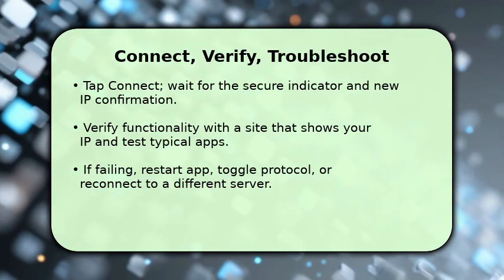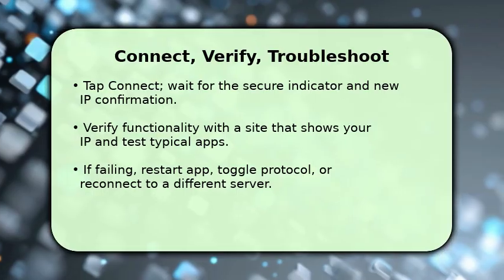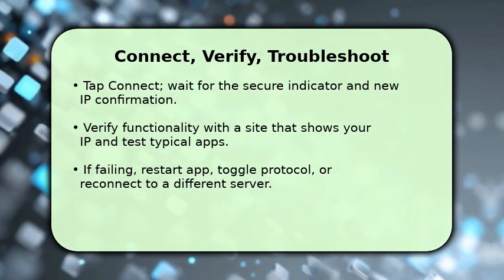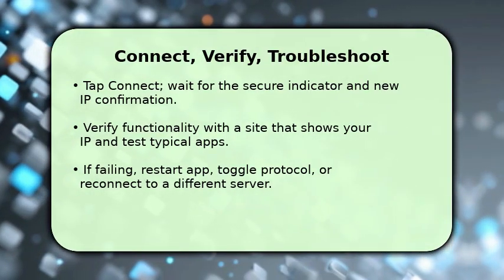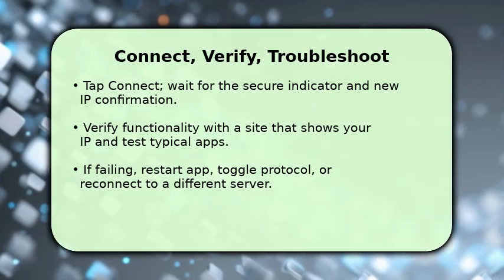Finally, connect and verify that secure routing is active. Tap Connect and watch for the secure indicator and a changed IP address, then open a site that shows your IP to confirm. Try the apps and services you use most to ensure they work through the VPN.